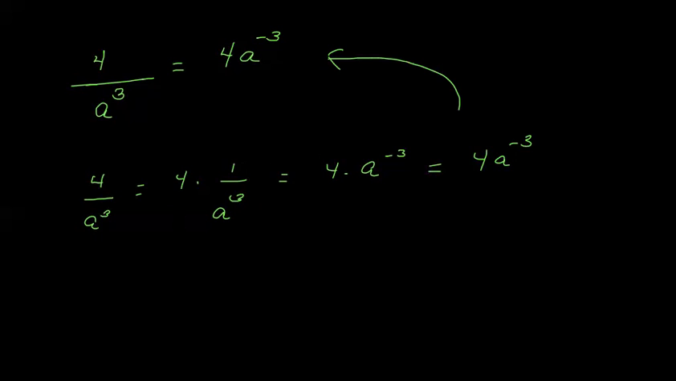Now, I want to make something clear. This rule, 1 over a to the x is equal to a to the minus x. You might look at this and say, well, this is always going to be positive. Not the case. All this is saying is whatever the power is, if it's positive, it will become negative. If it's negative, it will become positive. What do you mean? Okay.